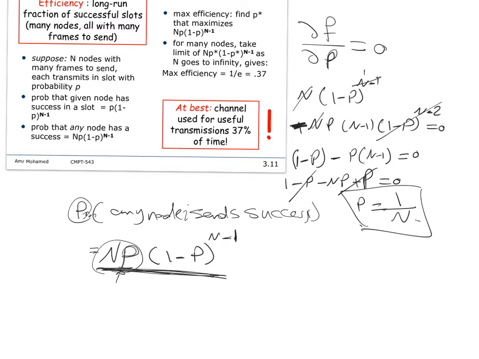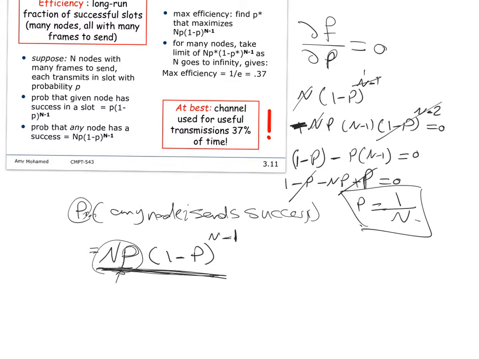So this means that the probability that will maximize this is neither 0 nor 1. It's actually 1 over n, which means that all of the nodes will have to access the channel with a probability close to 1 divided by the number of nodes.